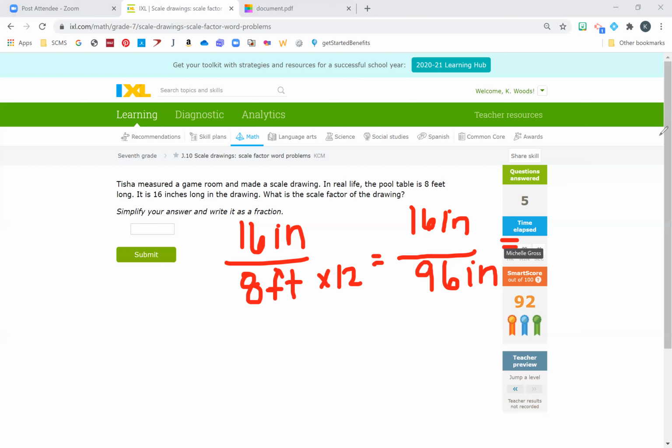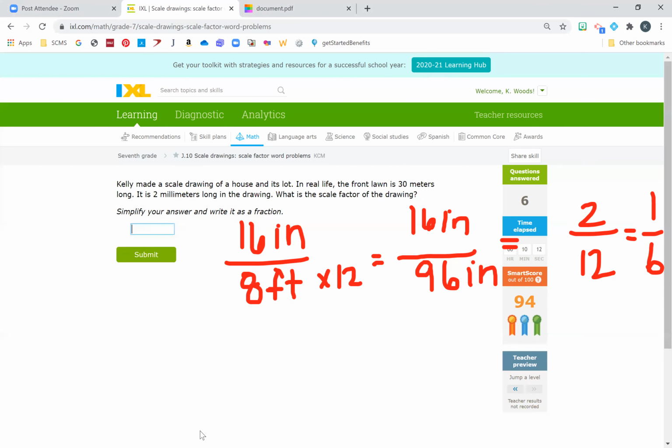Let's see. We know that 8 goes into 16 2 times, and 8 goes into 96 12 times. So actually 16 would have gone into it also, right? So it'd be 1 over 6. 16 goes into 96 6 times. Would that be correct? I think so. Yes, 96 makes more sense. All right, so we'll do 1 over 6.